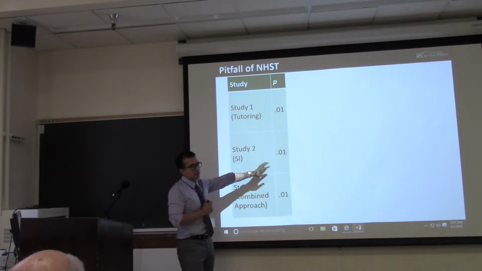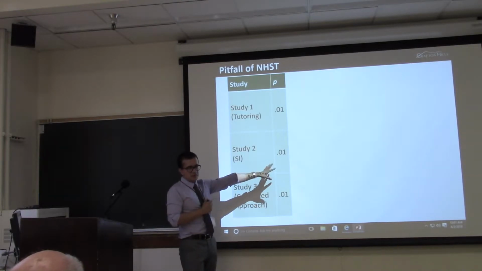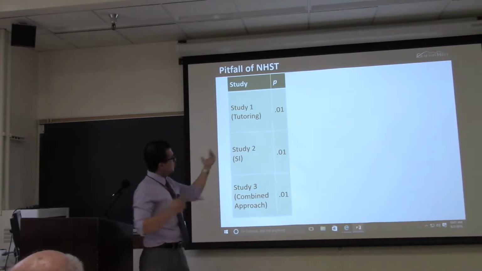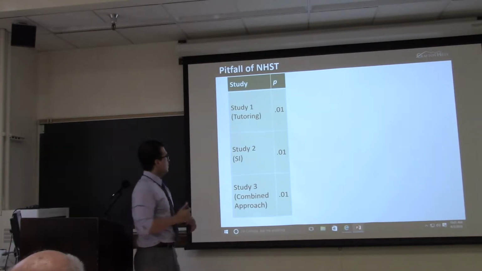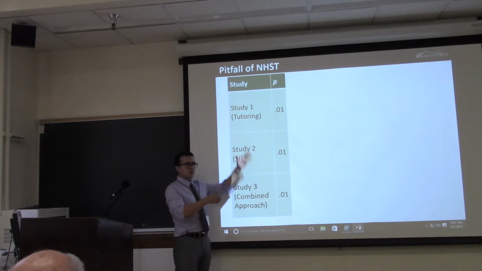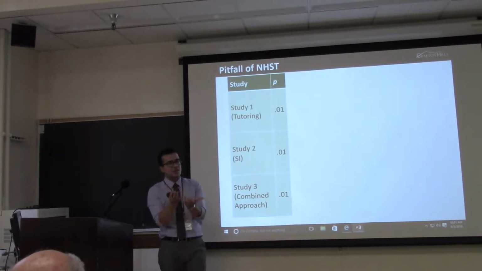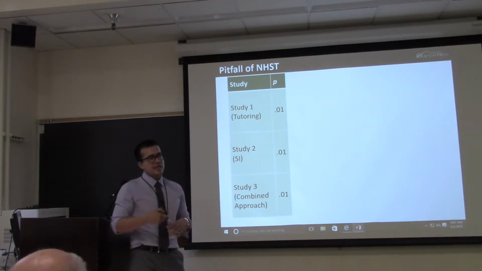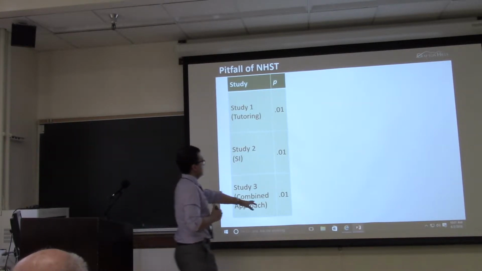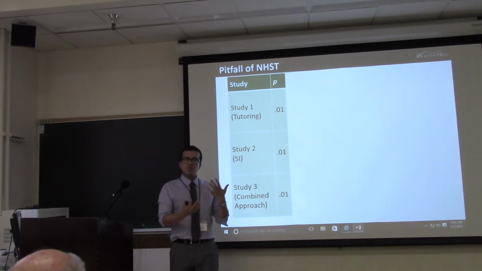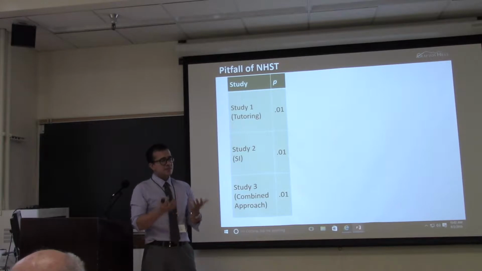You also look at the corresponding p-value here. You find that there's a significant association. Great. So we know tutoring has an impact. We know SI has an impact. What about a combined approach? You do a third study where students are exposed to both the tutoring center and SI, and in the end, you see that it's also statistically significant. We reject the null. So all three strategies seem to work.